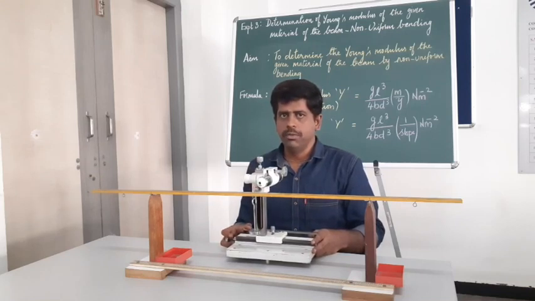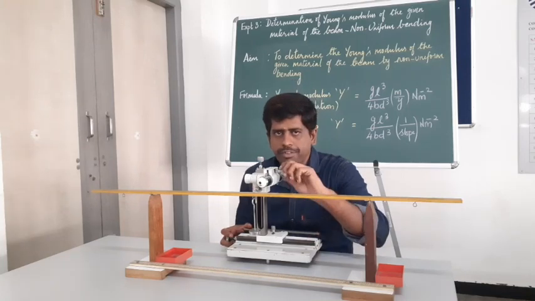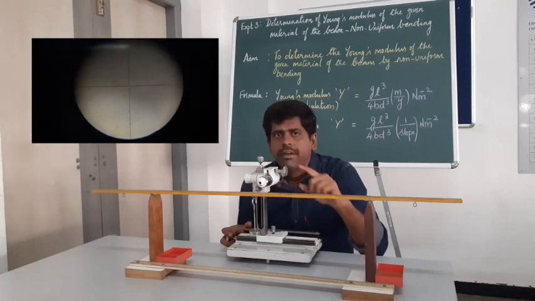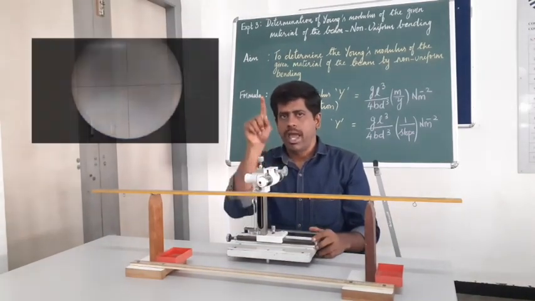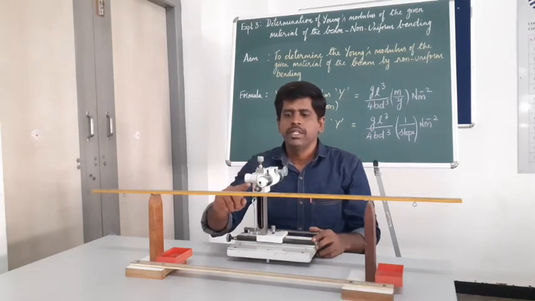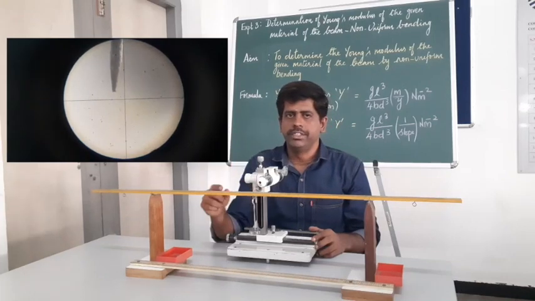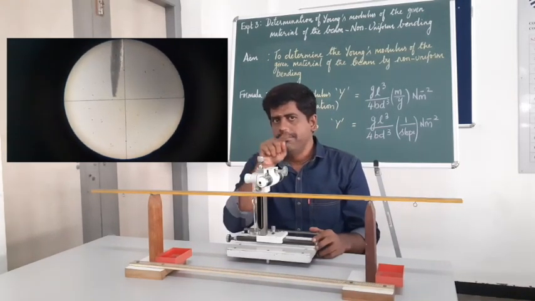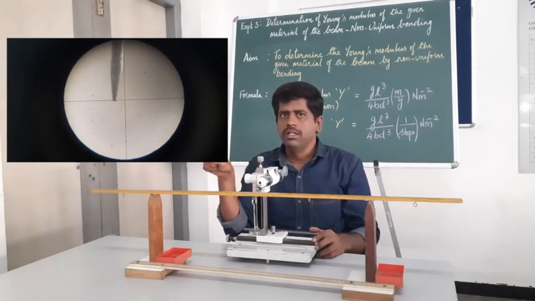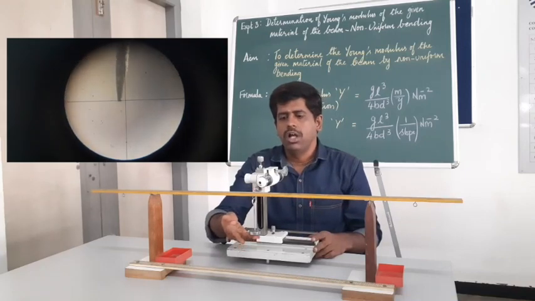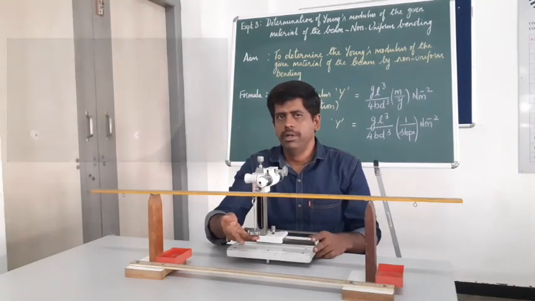To focus the tip of the pin, we will be adjusting this microscope. The entire setup is moved towards the back side, and from there I will be adjusting the eyepiece using this screw. Inside the eyepiece, we will be seeing a cross wire, a plus mark cross wire. The tip of the pin will look inverted. So the tip of the pin will be focused towards the horizontal cross wire. This is for loading, that is for W.